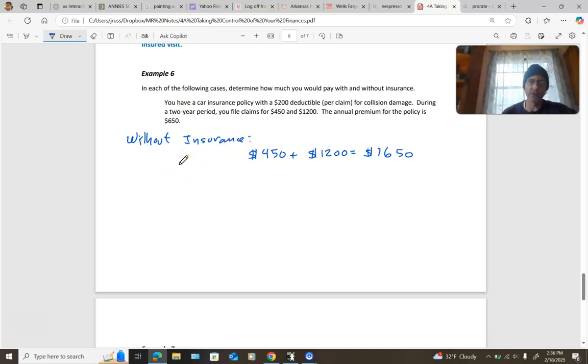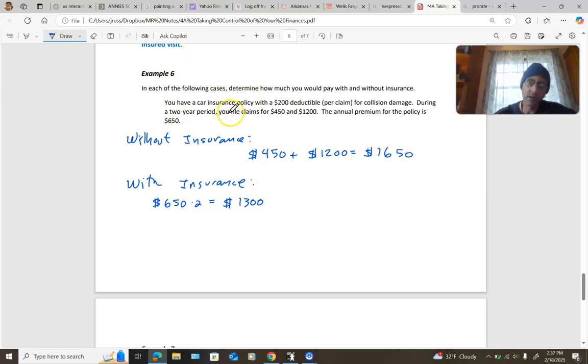Now, if we have insurance, okay, so with insurance. All right, well, the first thing you're going to have to pay for is the insurance. Okay, so it's an annual premium of $650. Well, this is a 2-year period of time that we're talking about. So you're going to have to pay that for each year. So you're going to multiply that by 2. And that's going to give you $1,300. Okay, so you're going to pay for that.